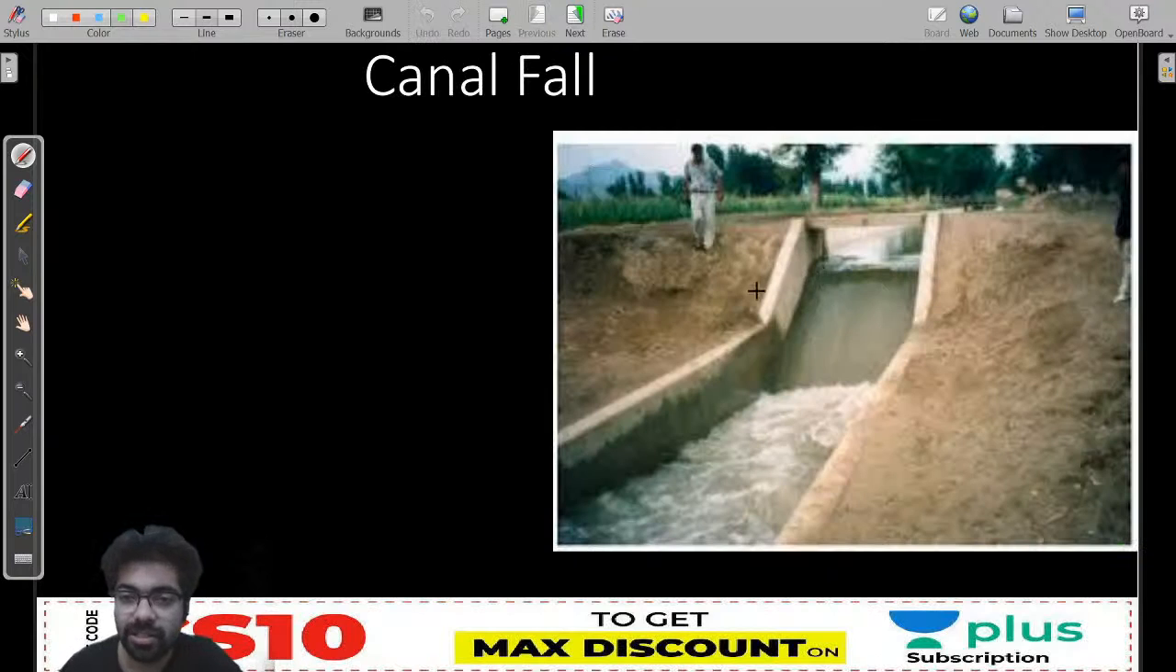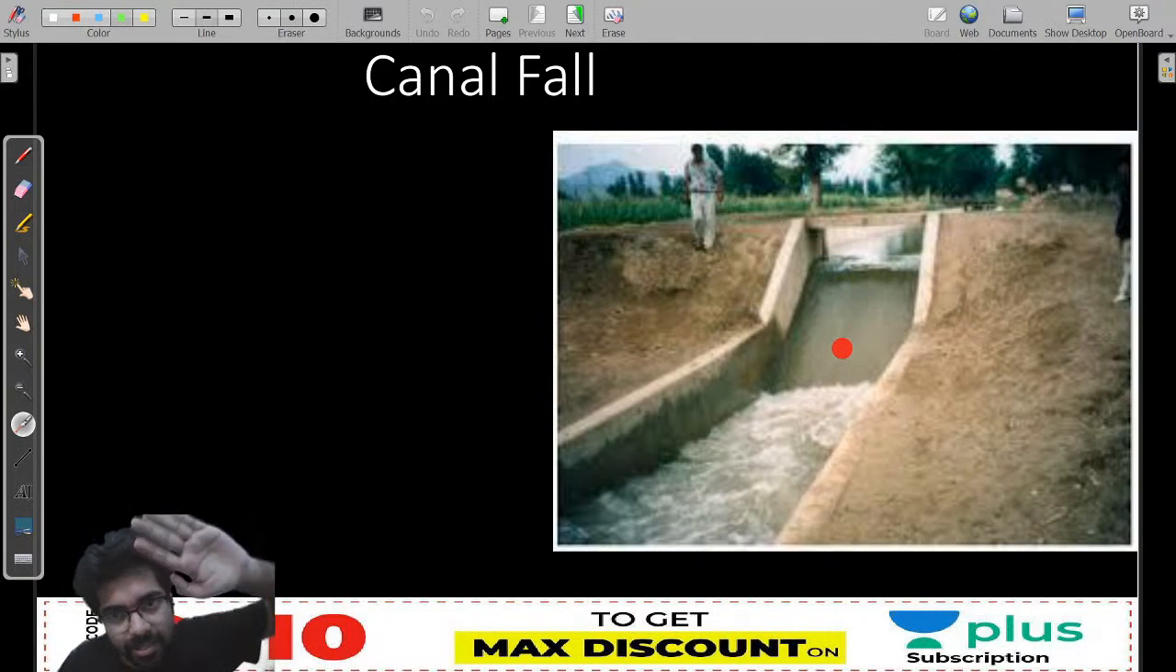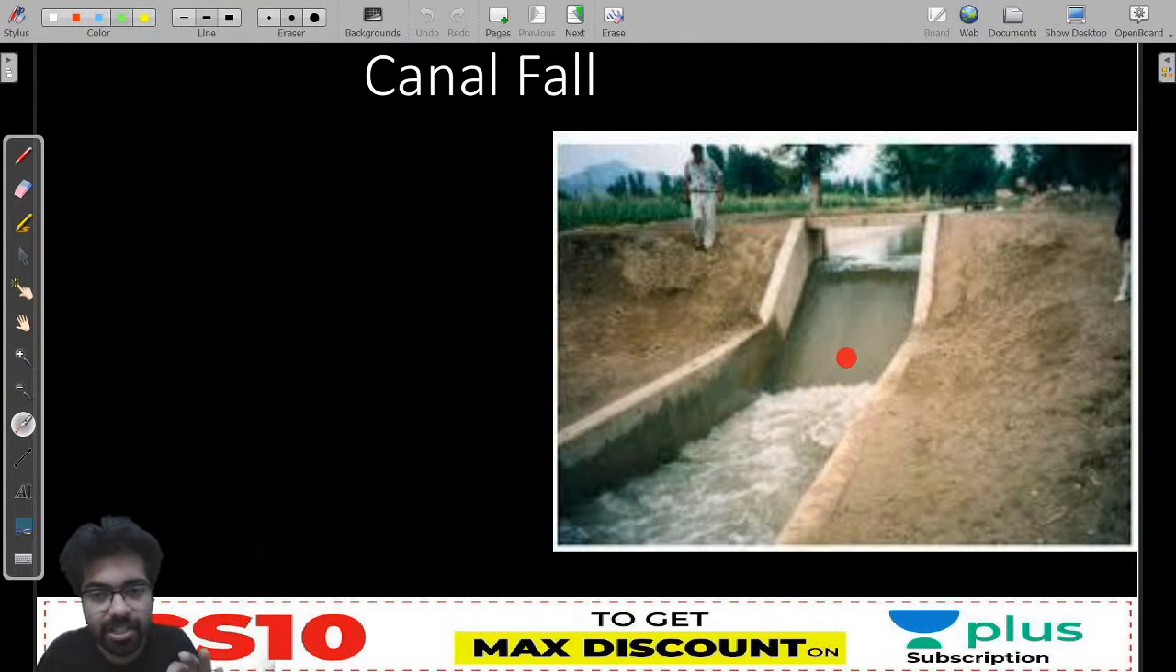So I am writing, see, this is the real view. You all can see this is the real view. This is your canal fall. Can you see there is a fall immediately? Why? Because your land is very steep here. That's why you have provided canal fall.